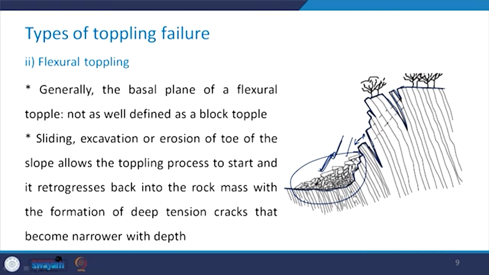So, the moment this toe portion of the slope experiences either sliding or excavation or erosion, this phenomenon starts happening, and a tension crack occurs which goes deep into the rock mass. So, you can see here it is this deep, and here also it is quite deep, and the width of this tension crack is more at the surface as compared to when it goes deeper in the rock mass here. So, the tension cracks become narrower with depth in the rock mass.